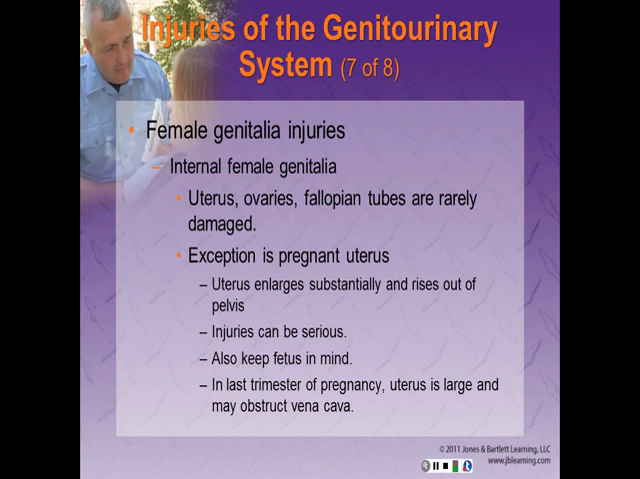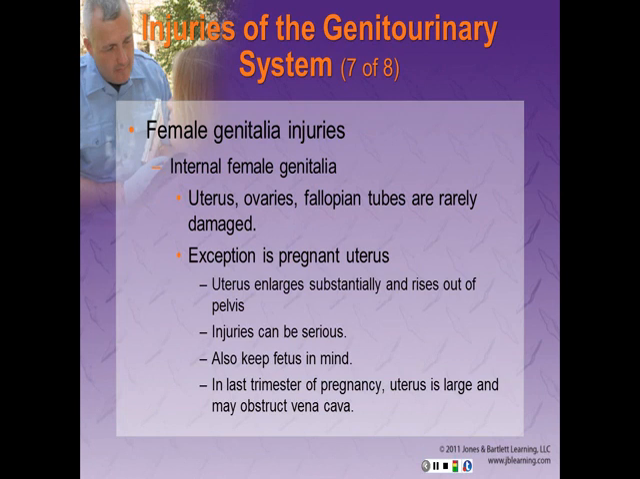Regarding female genitalia injuries, the internal female genitalia involves the uterus, ovaries, and fallopian tubes, and these are rarely damaged. They are small, contained deep in the pelvis, and they are well protected. The exception is if the patient is pregnant and the uterus is engorged with the fetus. The uterus enlarges substantially and rises up out of the pelvis, and injuries can be serious because the uterus has a rich blood supply during pregnancy.